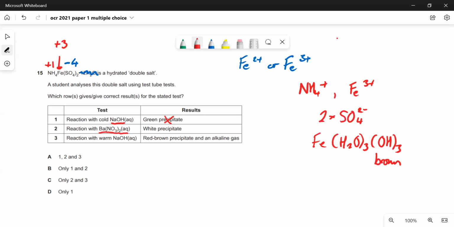Reacting with barium nitrate, that makes a white precipitate. Barium nitrate is a test for sulfate ions, and you get barium sulfate. And you've got sulfate ions there, so yeah, 2 is correct.